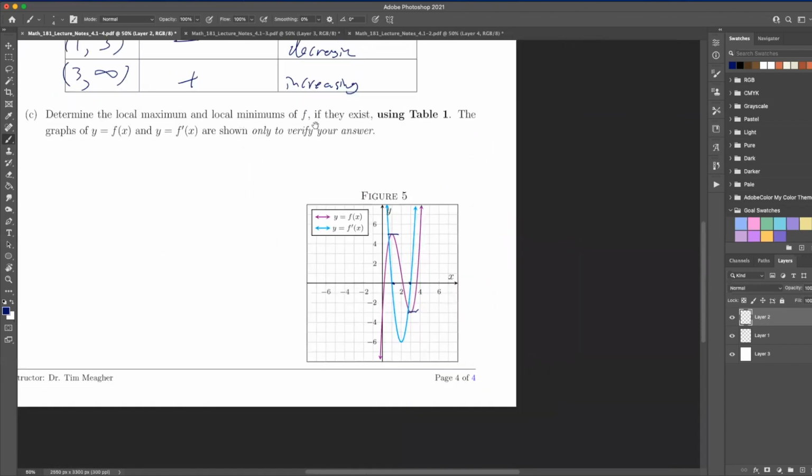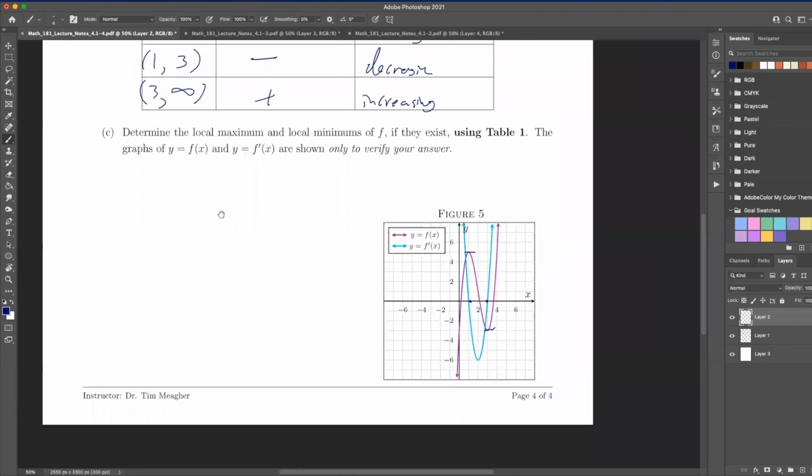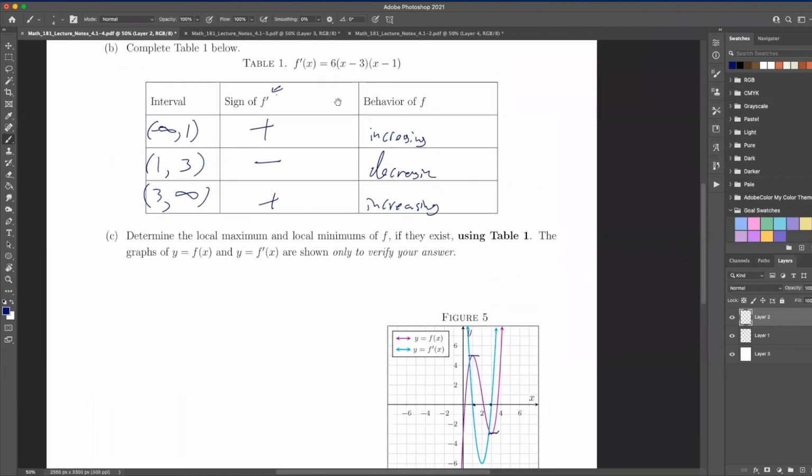Determine the local maximums of f if they exist using table 1. And here, this is how we used to define it beforehand. We found numbers and we tested above and below it to see if it was increasing or decreasing, to figure out when a function went from increasing to decreasing. You did this vaguely before this class, just without derivatives. We found out that these are our local max and mins, right? And so if a function goes from increasing to decreasing, we have a local max, right?